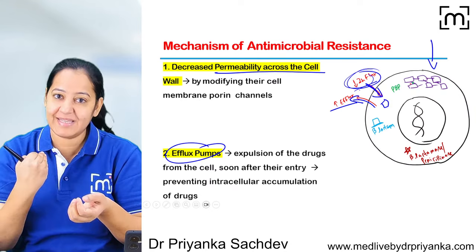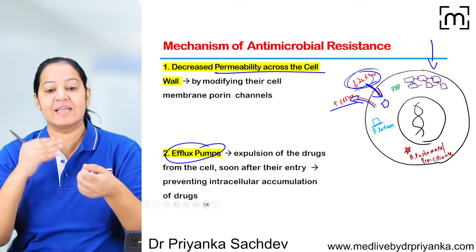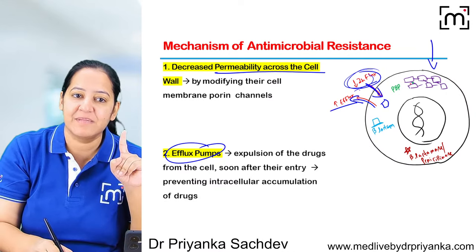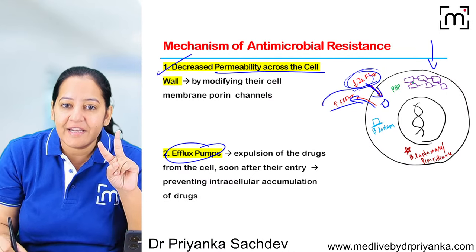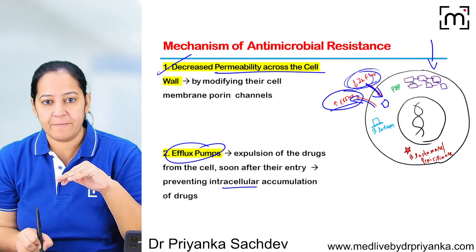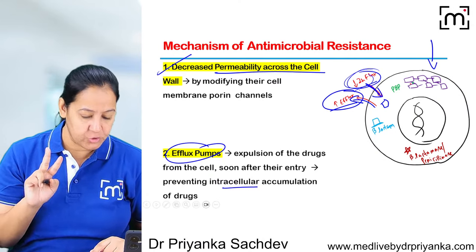So decrease influx and increase efflux. These are the main two mechanisms. The first mechanism is decrease influx and the second is increase efflux. That is the vacuum cleaner. Once the drug is intracellular, it is again thrown out with the help of the vacuum cleaner. So these are the two mechanisms.